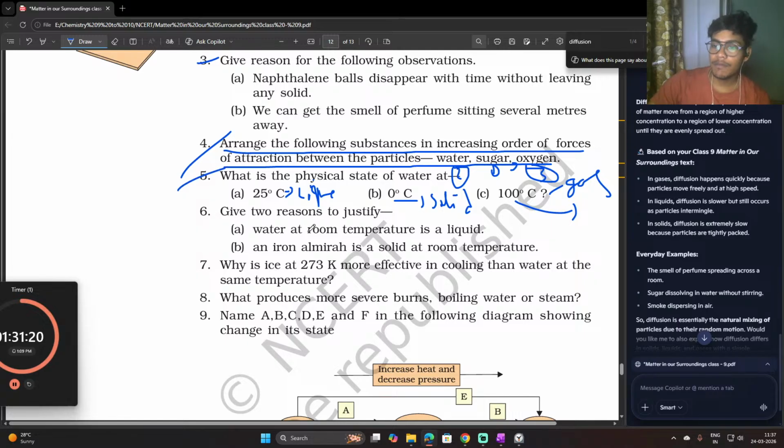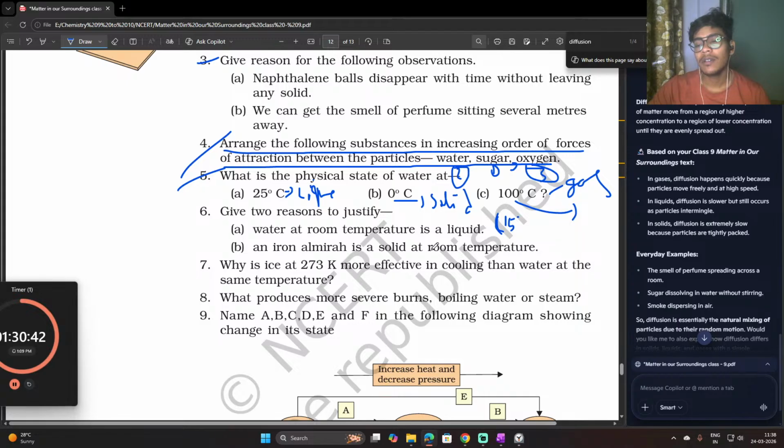So this also gives two reasons to justify water at room temperature is a liquid. Give two reasons. Room temperature, you can assume, is always between 15 and 50 degrees. In India it's always 22, 30, 38, or in the summer days it becomes 40, 45. So 15 to 50 is room temperature.